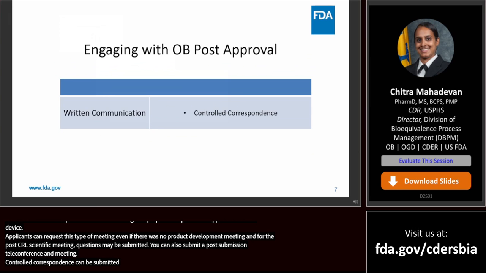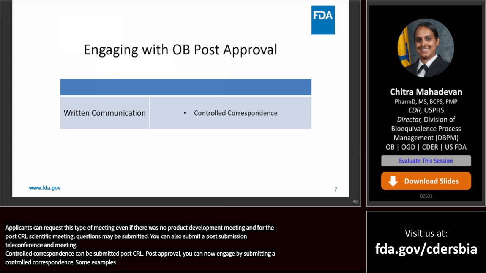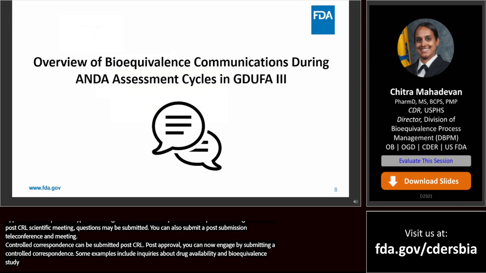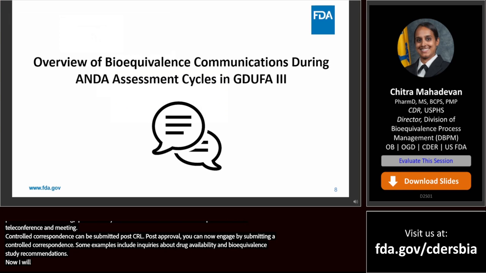Post-approval in GDUFA III, you can now engage with OB by submitting a control correspondence. Some examples of post-approval questions we see in OB include inquiries about reference-listed drug availability and post-approval bioequivalence study recommendations. So now I will provide an overview of bioequivalence communications during ANDA assessment cycles in GDUFA III.